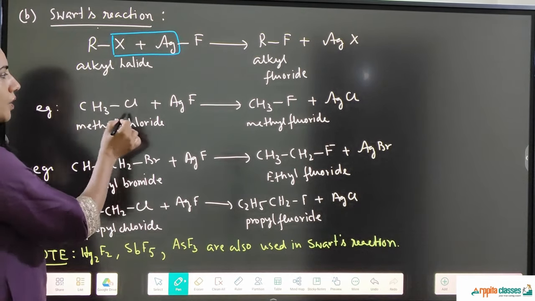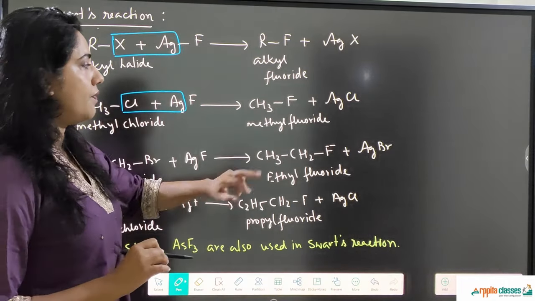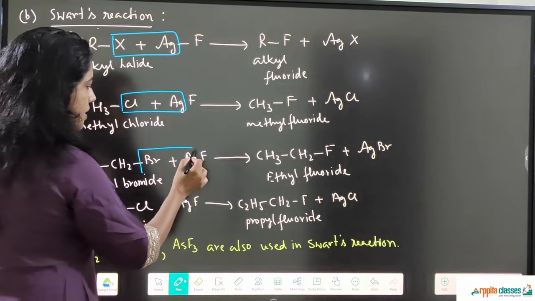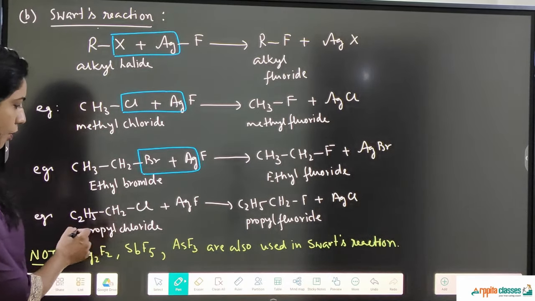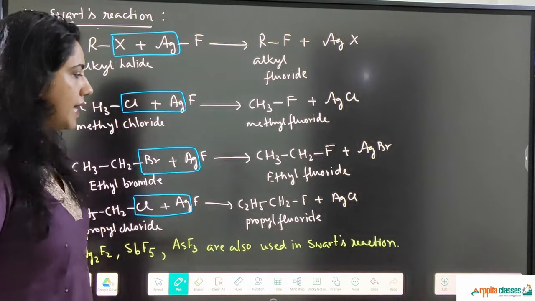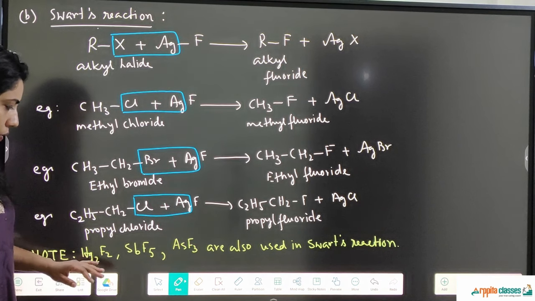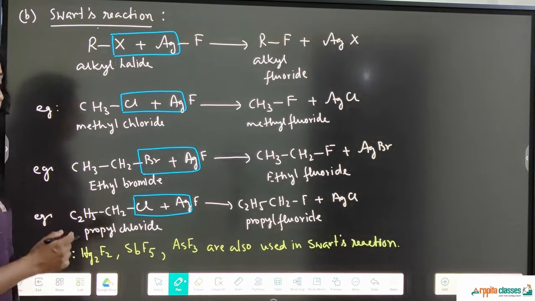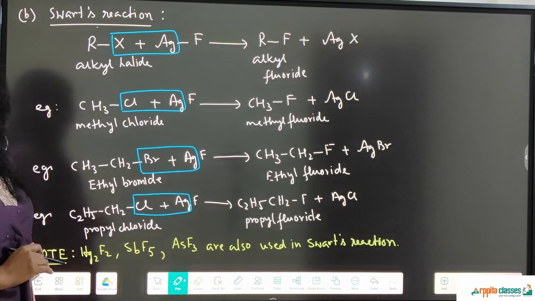This is methyl chloride treated with AgF. You take out AgCl and get CH3F, methyl fluoride, plus AgCl. This is ethyl bromide, AgBr comes out, and you get ethyl fluoride plus AgBr. This is propyl chloride treated with AgF, giving propyl fluoride plus AgCl. Note that this reaction can also be done with Hg2F2, SbF3, and CoF2 are also used in the Swarts reaction, so these could also be the reagent in place of AgF. This is your Swarts reaction.